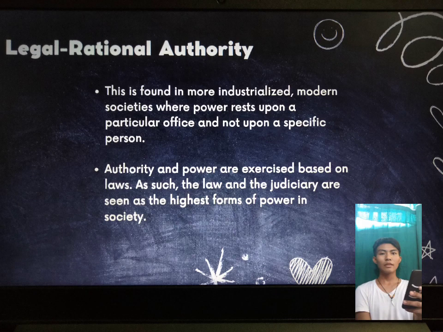Legal rational authority. This is formed in more industrialized modern societies where power rests upon a particular office and not upon a specific person. Authority and power are exercised based on laws. As such, the law and the judiciary are seen as the highest form of power in society.